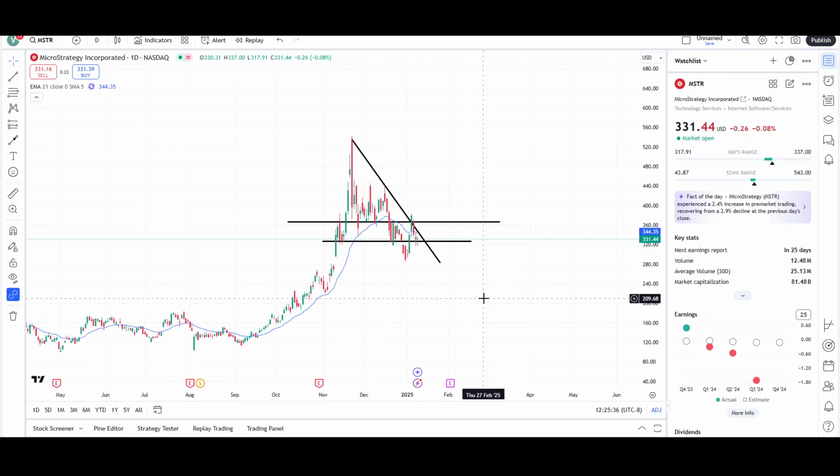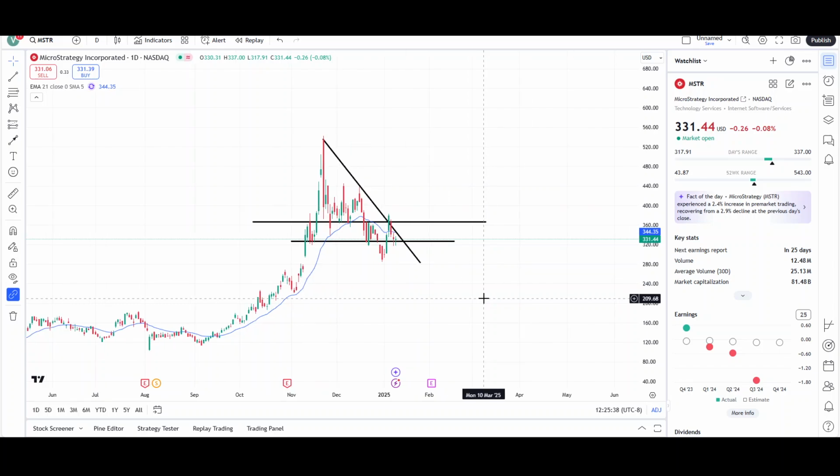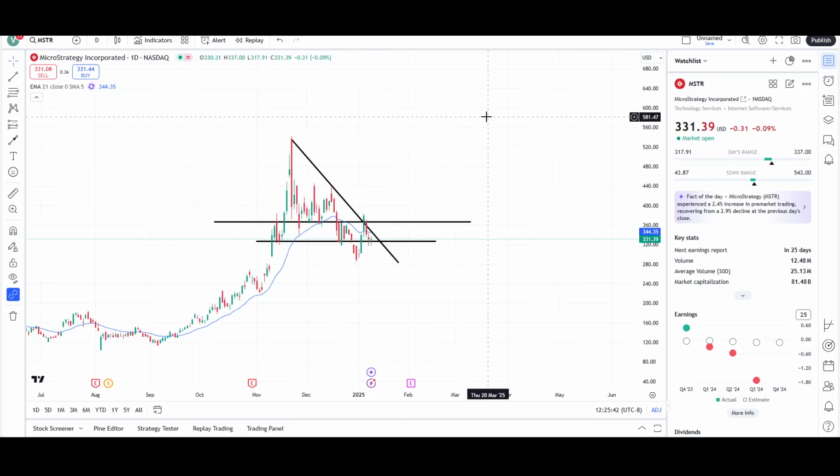That means MicroStrategy will crash. I personally would not want to hold anything through the crash. It's going to take probably a couple years to recover, and there's no reason to hold it through that crash. So I'm personally going to be selling my MicroStrategy shares right around the top. So we'll see what happens.